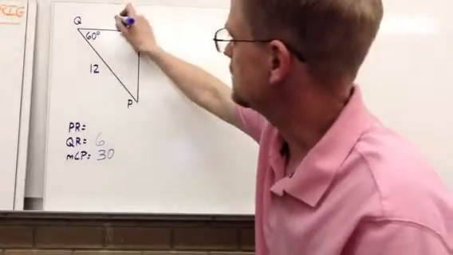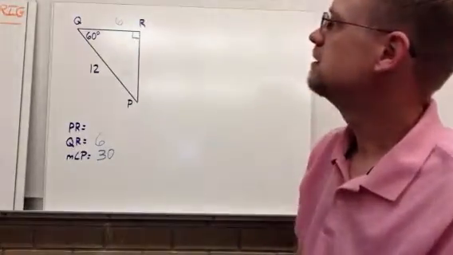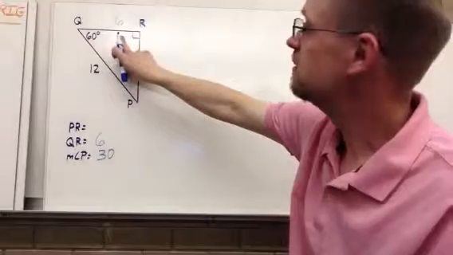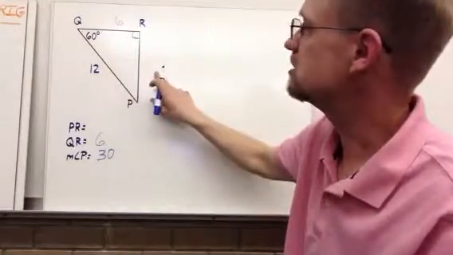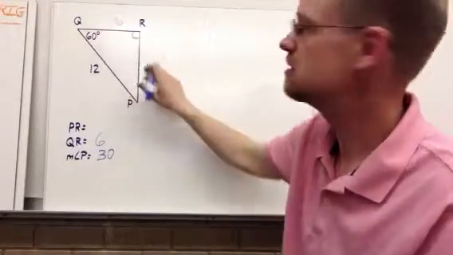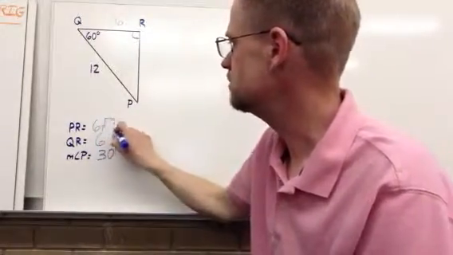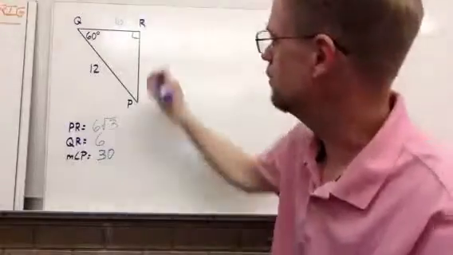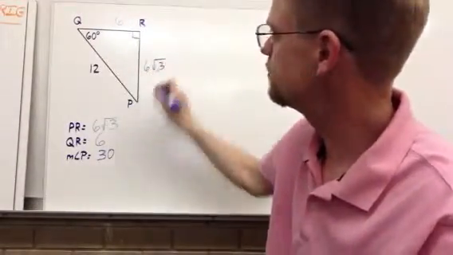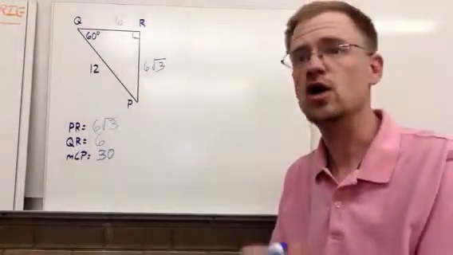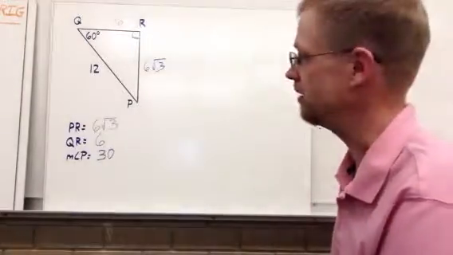If QR is 6, and I'm going to draw that in up here, the relationship of the smallest leg to the largest leg, we're going to take this number times square root of 3. So PR is going to equal 6 times the square root of 3. And I'm going to write it in both just so we have it. And we're done. We know all of the measurements of this triangle.